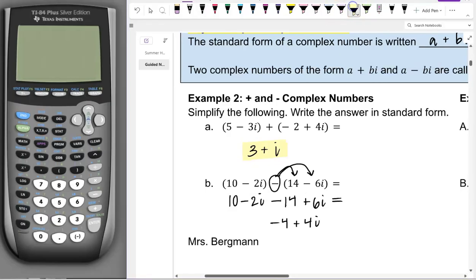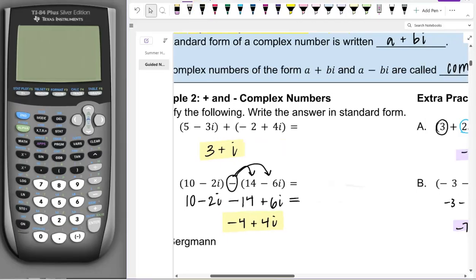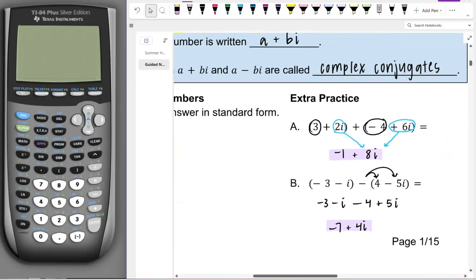And it's already in the right order. The real number is first, the imaginary number is second. So it's in that order, a plus bi. So it's in standard form. That's your final answer. Here are the correct answers for the extra practice problems.